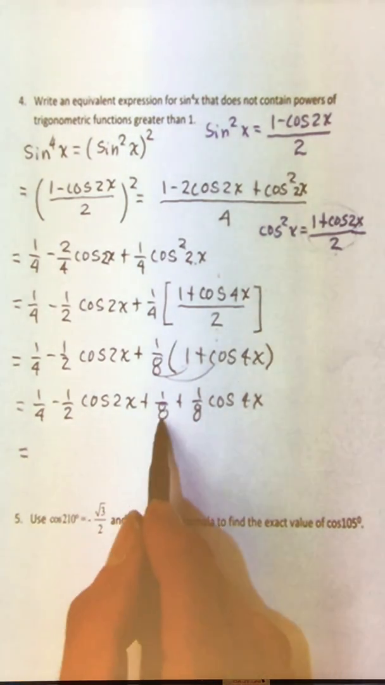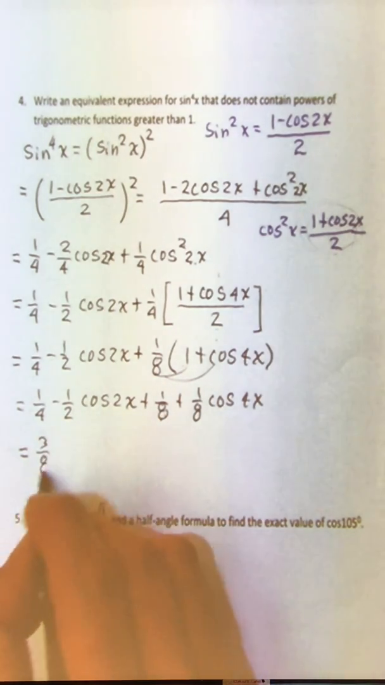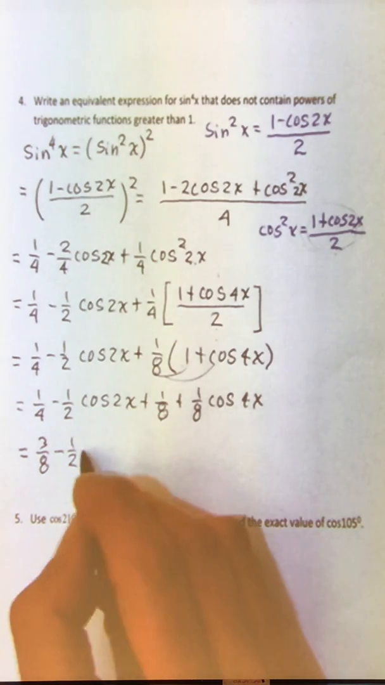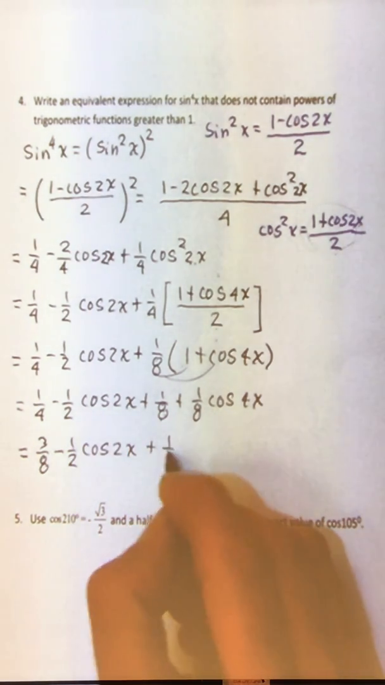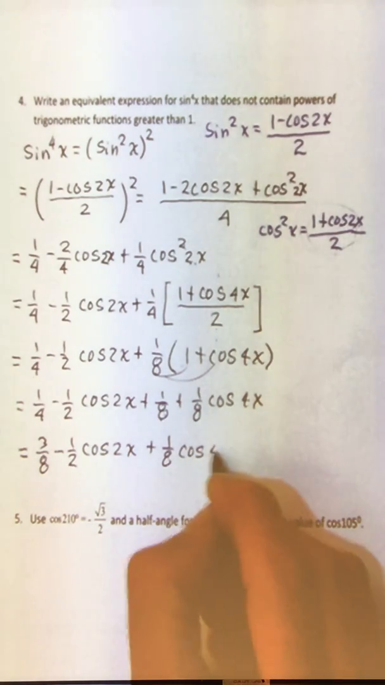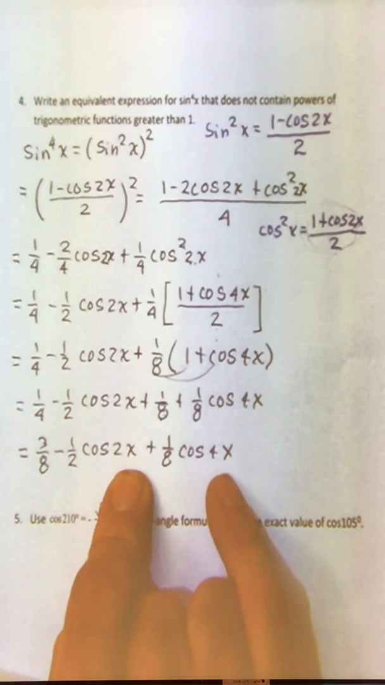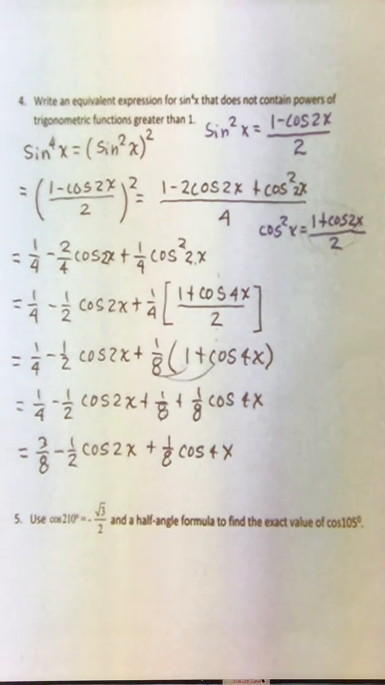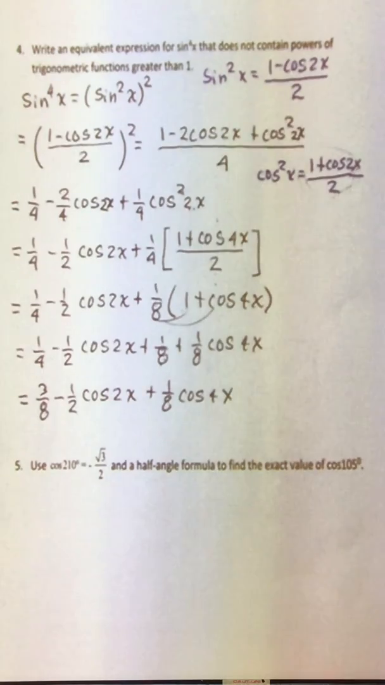1/4 and 1/8, well, that's 2/8 and 1/8 is 3/8. And we have a negative half cosine 2x there. And we also have our 1/8 cosine of 4x there. And these angles cannot be simplified by adding in any way. And that is our final answer, and there's no more simplification to be done there. So what we've done is trade powers for multiple angles.